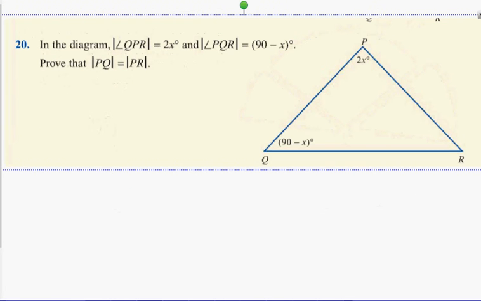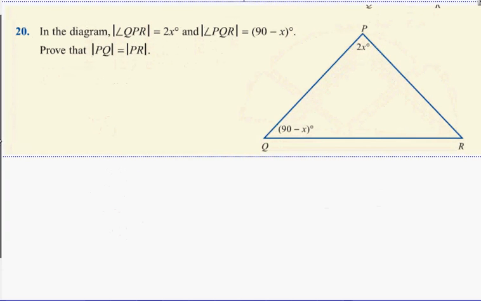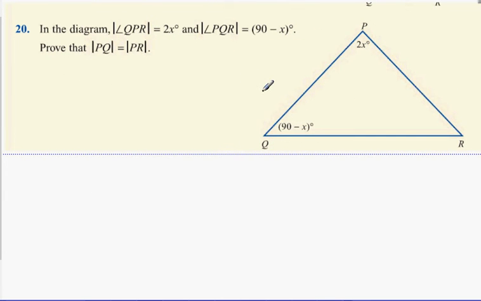20, okay? In the diagram, the angle QPR, now I need you to get familiar with the names, how to name an angle. Okay, so the angle QPR is 2x, the angle PQR is 90 minus x. Prove that PQ equals PR. Does anybody know how I can prove that PQ equals PR? What do I need to do? I have to prove it's an isosceles triangle. What would that mean?